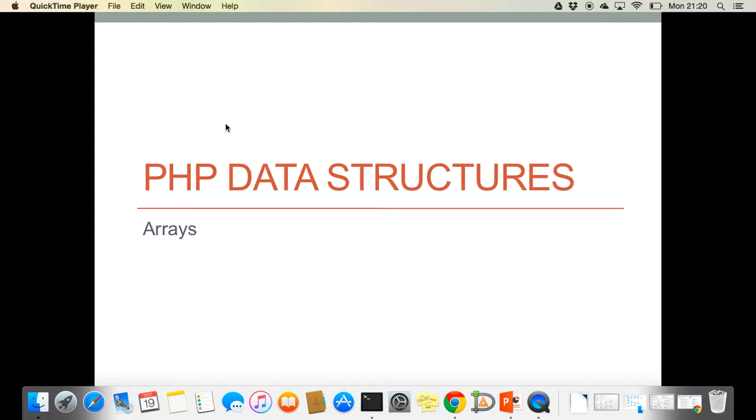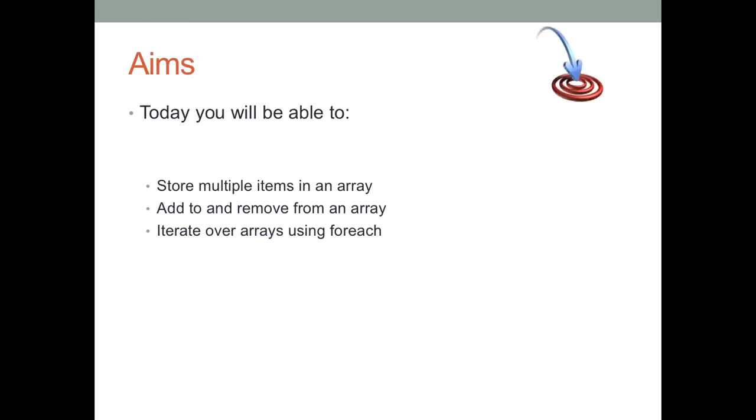I'm going to talk about how we can represent groups or sets of data or information in PHP. So we're going to look at arrays and how they're structured. We're going to look at how we store things in them, how we create them, how we add to and remove from them, and how we iterate, that's how we loop over arrays using foreach. We'll come back to add and remove later. In this video, we're just going to look at creating, storing and iterating.